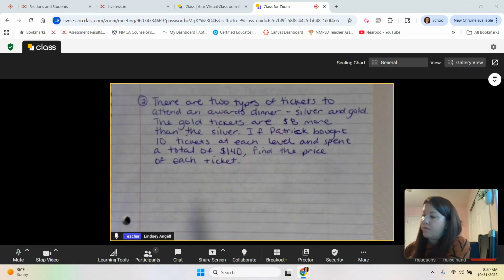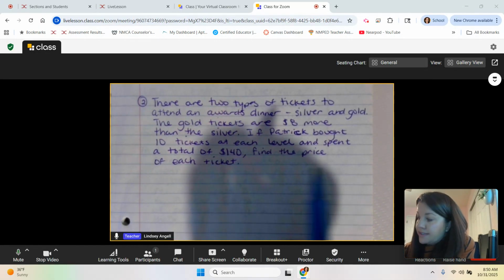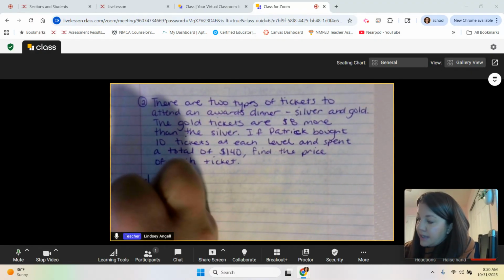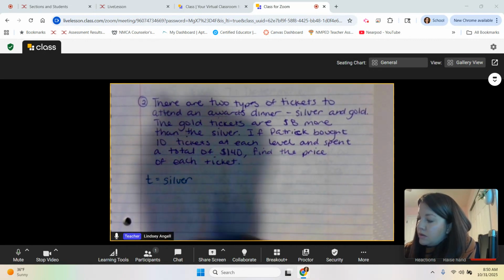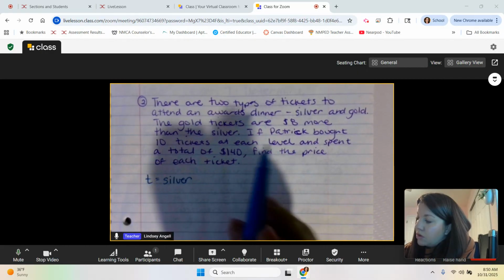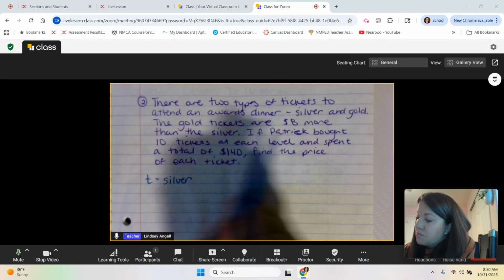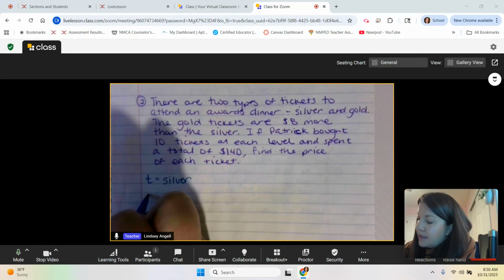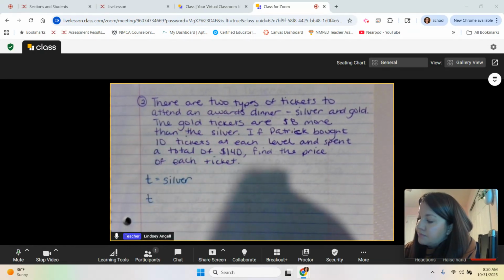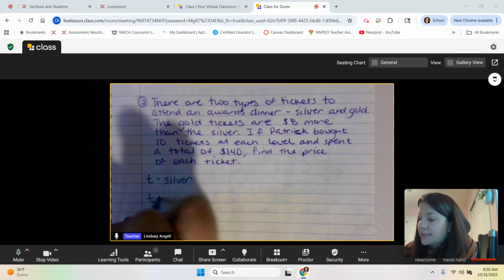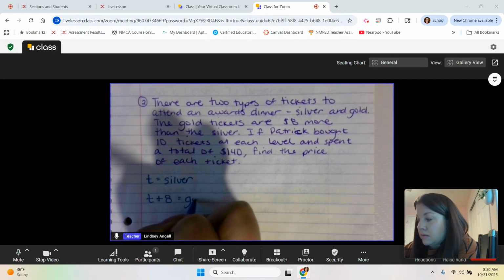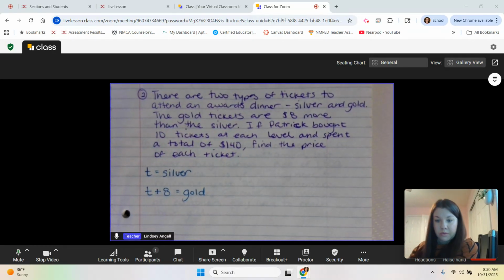For this, what we can do is say that the silver ticket is equal to T. The gold ones, though, we know are $8 more than the silver. So we could say that the gold ones are T plus 8, the price of the silver ticket plus $8 more. Hopefully you're following me so far. So far, all I've done is identify my variables.